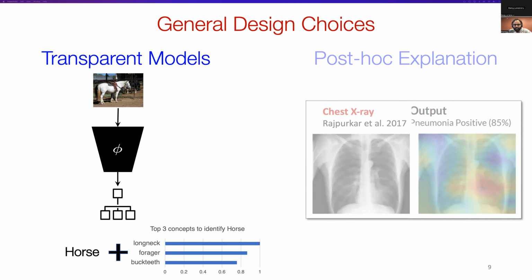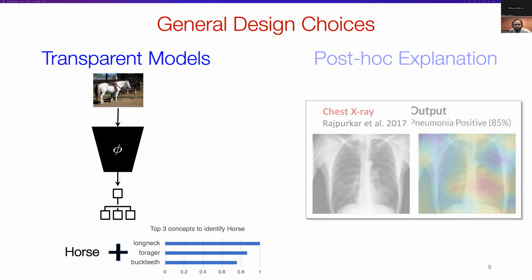Now, for transparent models, there are lots and lots of them. For example, there are decision trees, linear classifiers, and ProtoPNet. But in this work, we particularly focus on something called concept bottleneck models. Now, what is a concept bottleneck model? In a concept bottleneck model, you feed an image into a feature extractor, and then it predicts some high-level concepts. What do I mean by high-level concepts? For example, the presence or absence of stripes on a zebra can be identified as a high-level concept.